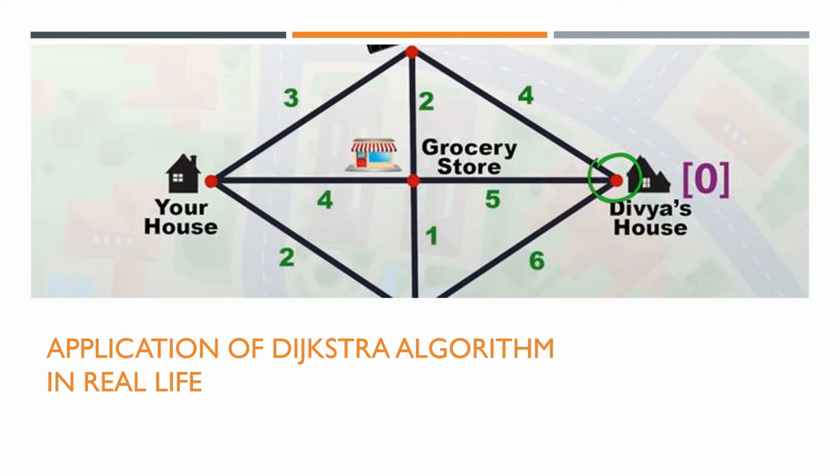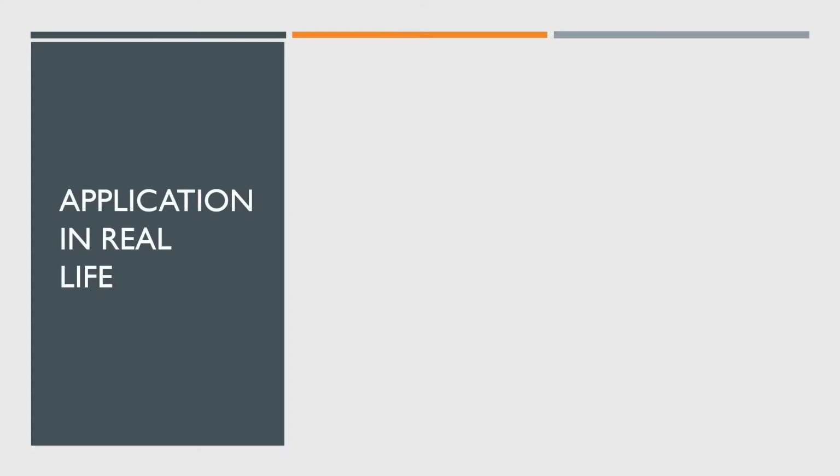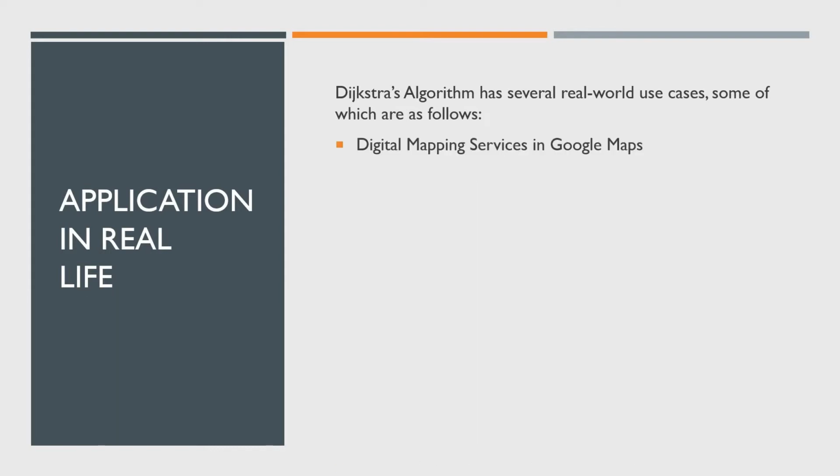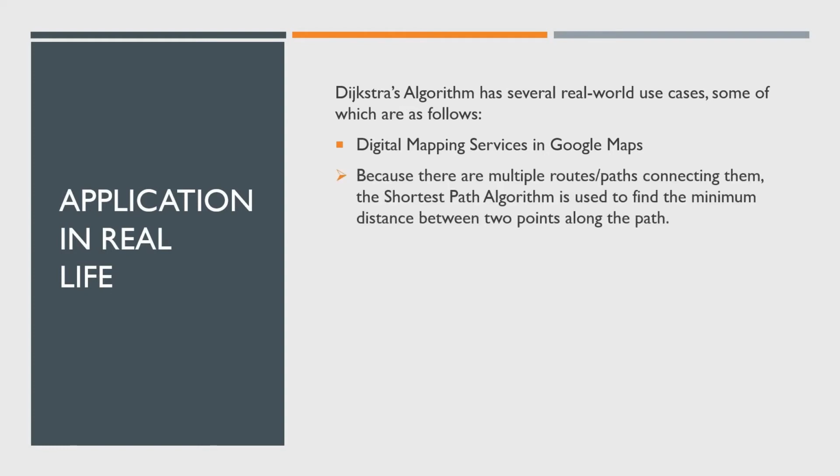Application of Dijkstra's algorithm in real life. Dijkstra's algorithm has several real-world use cases, some of which are as follows. The first one is the digital mapping service in Google Maps. Because there are multiple routes or paths connecting them, the shortest path algorithm is used to find the minimum distance between 2 points along the path.